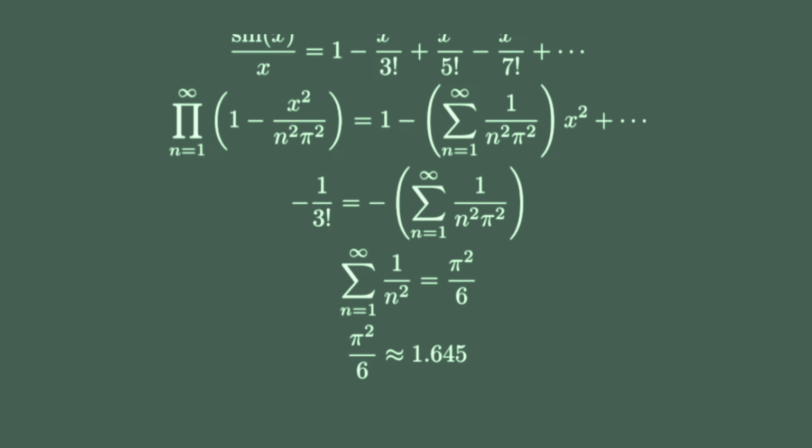Let's quickly check the numerical value. Pi squared over 6 is about 1.645. That matches the partial sums we estimated earlier. This confirms the result and shows how precise Euler's method is.